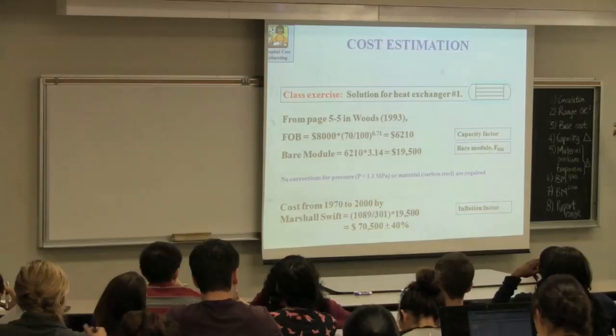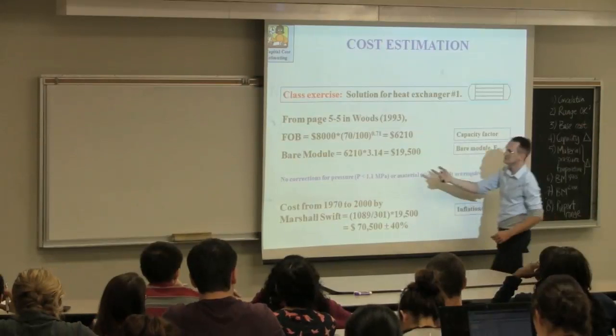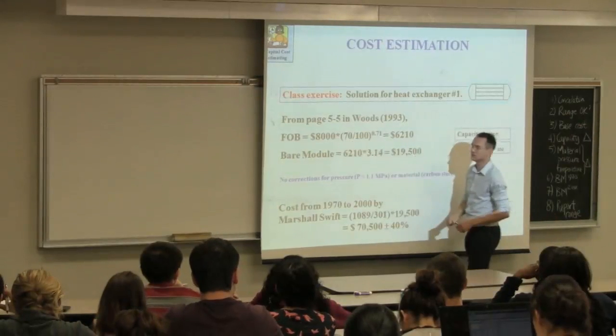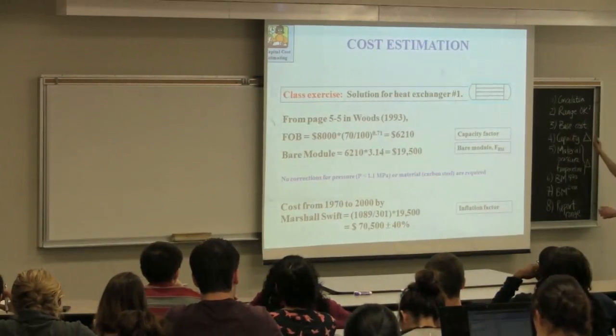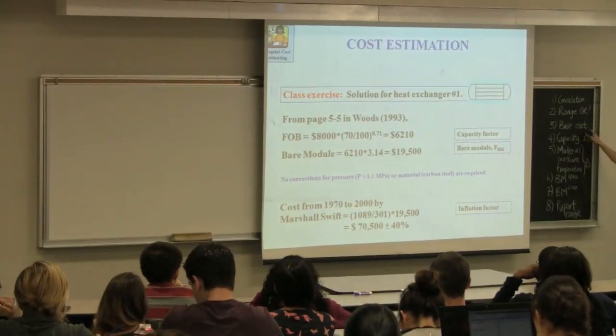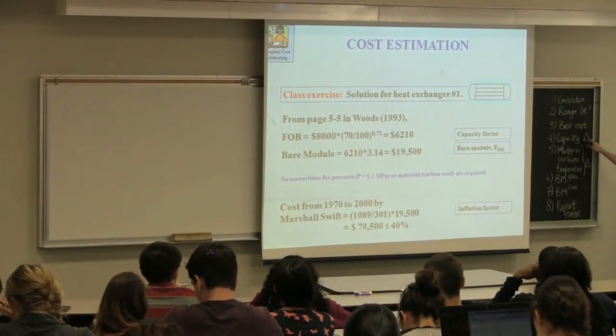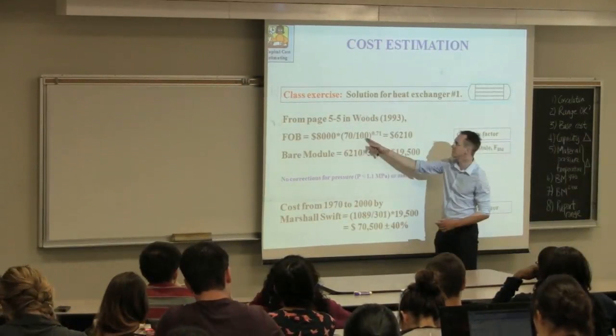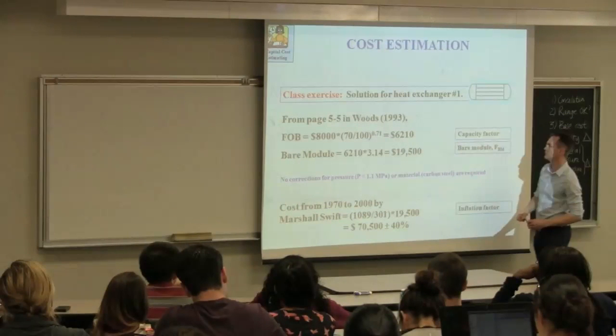Step two, is the range okay? We verify that 70 divided by 100 was within the range that this correlation is built for. The base cost, looking up from the table, was $1,000. There was no need for a capacity adjustment. Yes, we needed to do that. That's the 70 divided by 100 raised to the exponent 0.71.